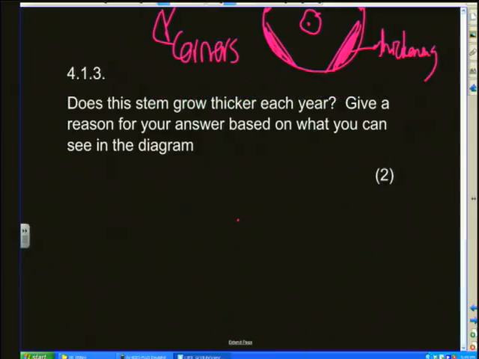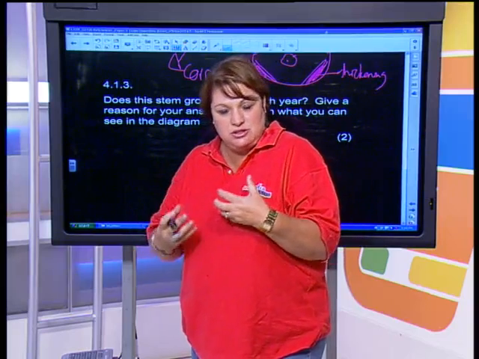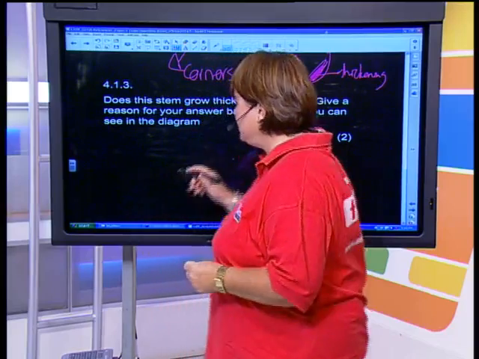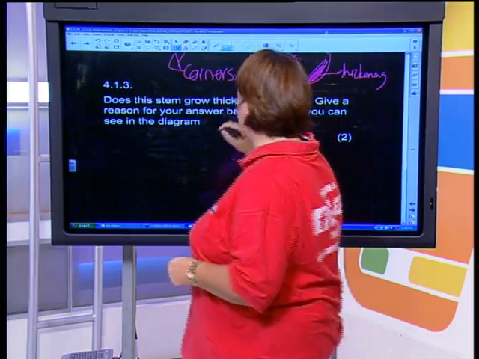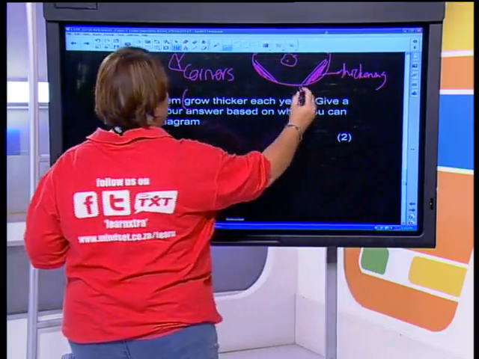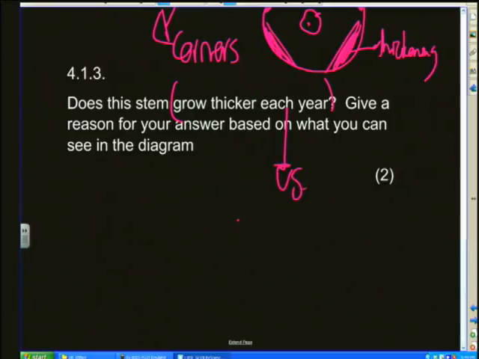All right, last question here. Now, this question relates to the stem, not the tissue, but the tissue is going to come into play. It says to you, does the stem grow thicker each year? What is that called? Secondary thickening.